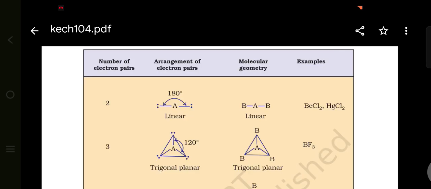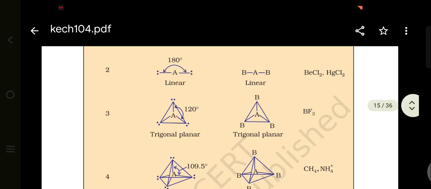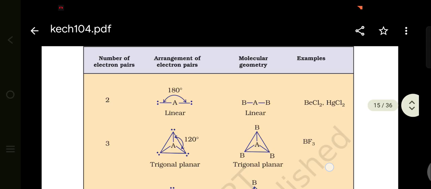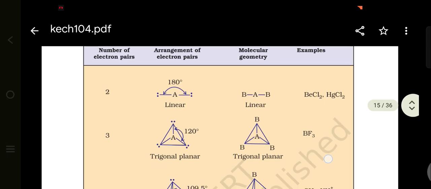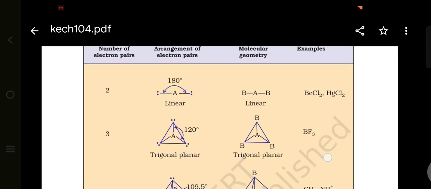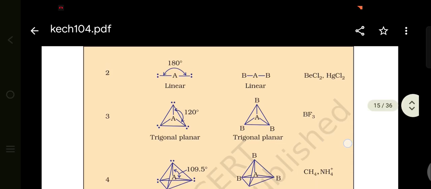In this table, we will learn the number of electron pairs, the arrangement of the electron pairs, their molecular geometry and the examples. Number of electron pairs 2, arrangement is linear, molecular geometry is linear and examples are BeCl2, HgCl2. Number of electron pairs is 3, arrangement is trigonal planar, molecular geometry is trigonal planar and example is BF3.